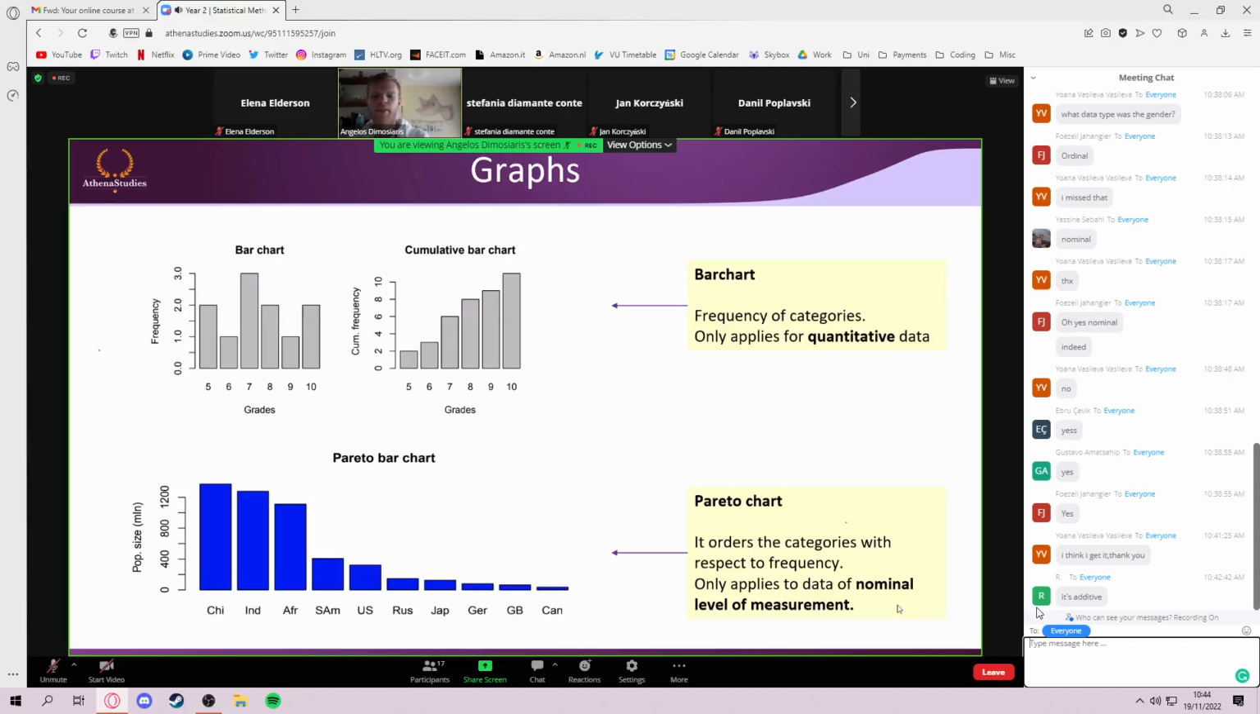And it's more for a nominal level of measurement, right? You can see that this is nominal because if I say China is 1, India is 2, Africa is 3, South America is 4, US is 5, and so on, it's just numbers that signify which category it is. It's not like China is number 1, it's better than India, which is number 2.